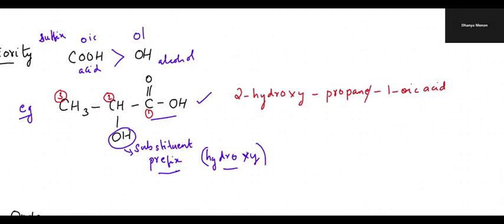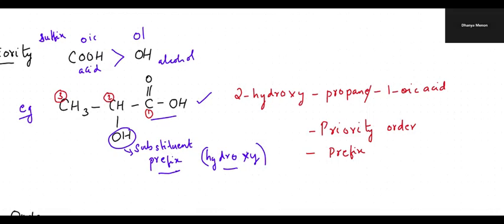So there is a prefix for all the functional groups if they are acting as the substituent. Okay, so we will first discuss the priority order. And also we will discuss that when the functional group becomes the substituent, what prefixes we use for different substituents. I hope I'm clear till here.